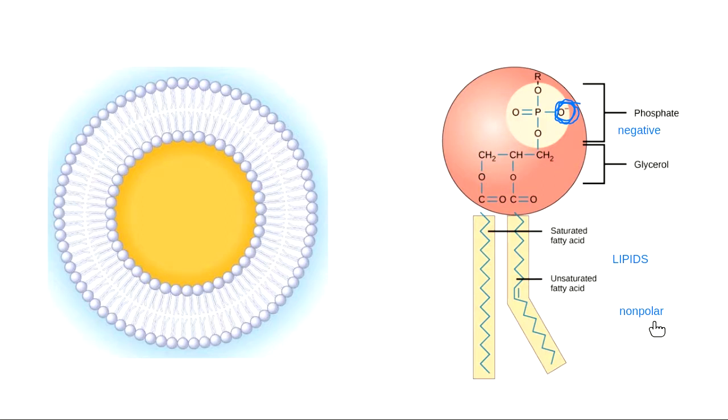But I'm not going to ask you to draw me the shape of the head. I'm not going to ask you to draw me the shape of the tails or to identify the glycerol versus the phosphate. I just want you to know that a phospholipid has a phosphate in its head and it has those lipid tails. That's what we need to know. Okay, thank you.